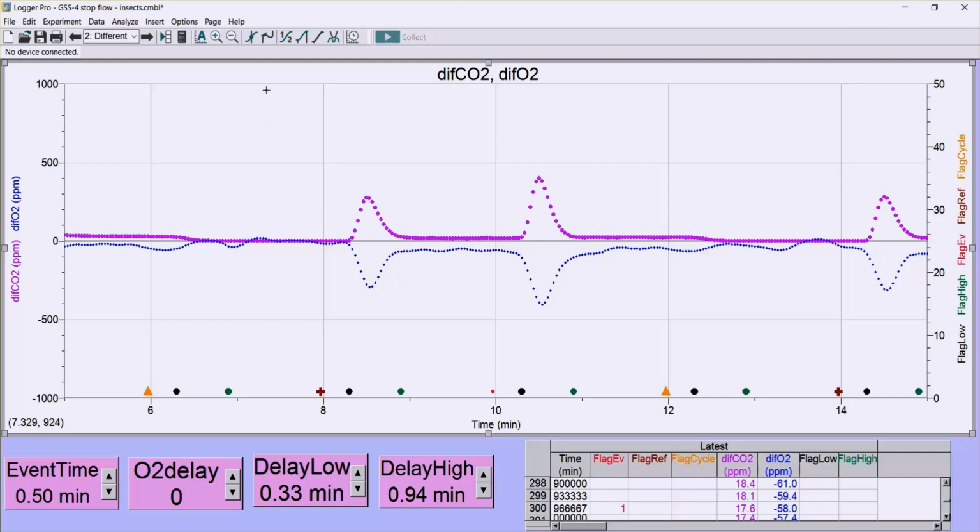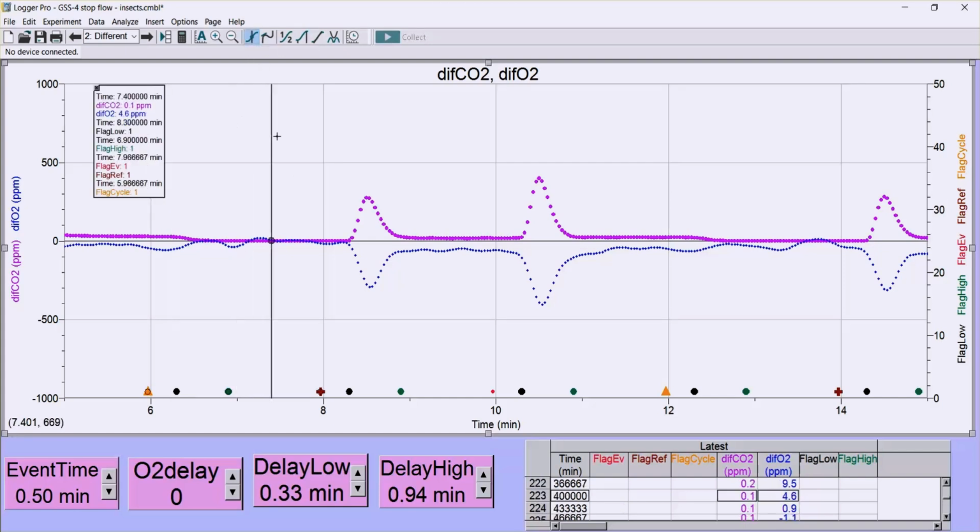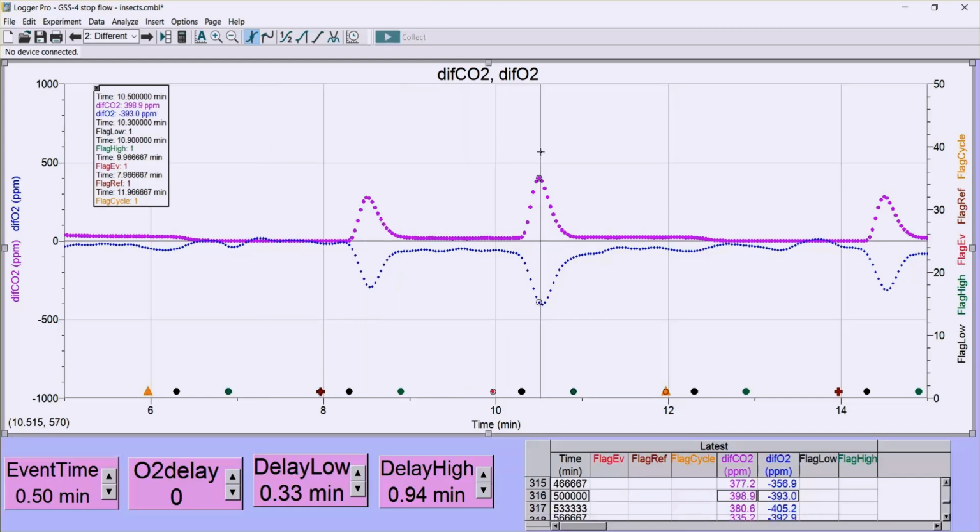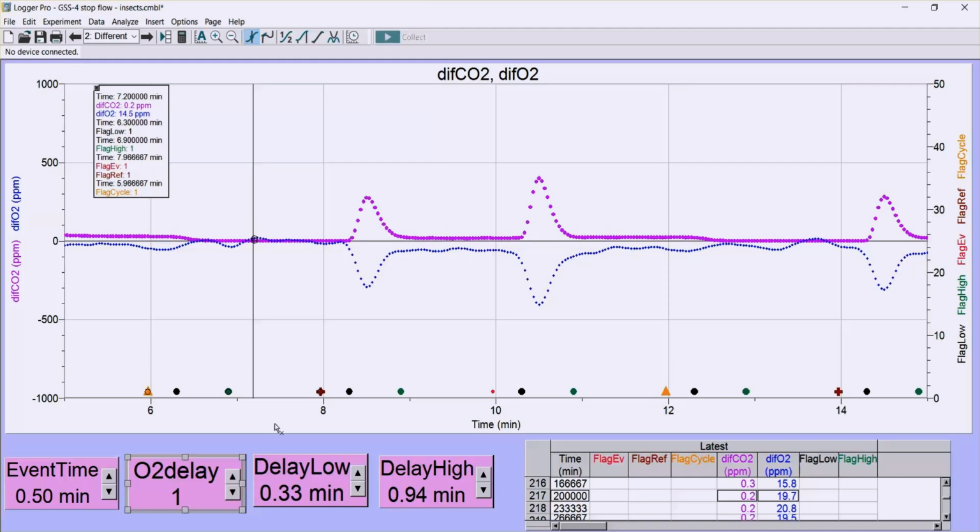But to do this, you go to Examine in the top menu, and you select that, and you'll get this line appear, the Examine line, and you can bring this to the peak CO2 and the dip in oxygen and see if they are totally lined up. Here you can see that they are off by probably 1 point. So you go to O2 delay and you increase that by 1, and you will now see that the two peaks have been lined up. So an O2 delay of 1 is sufficient to bring these back into alignment. So that's the second parameter that needs to be set up.